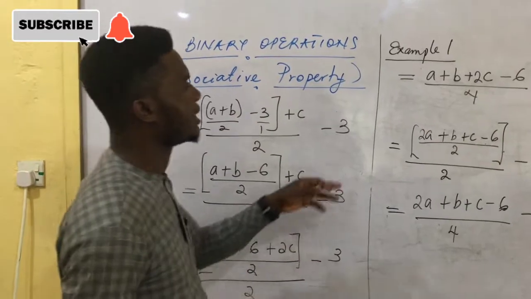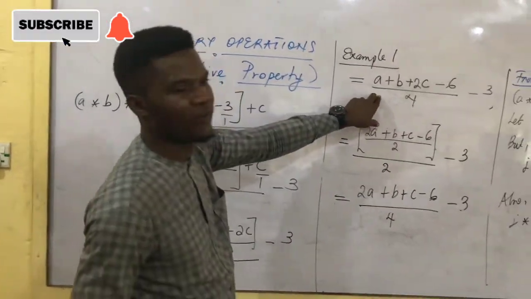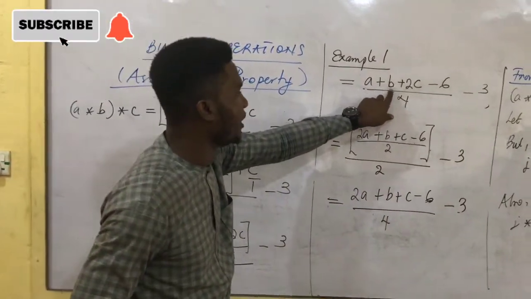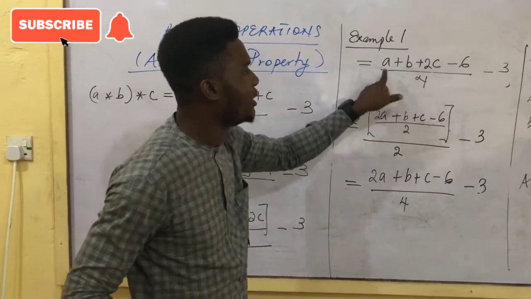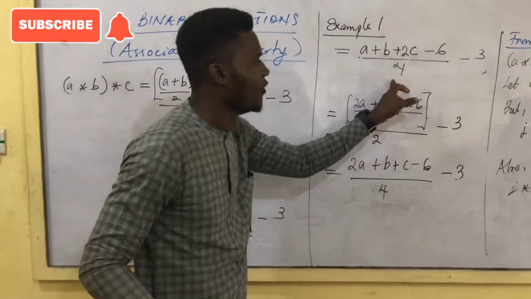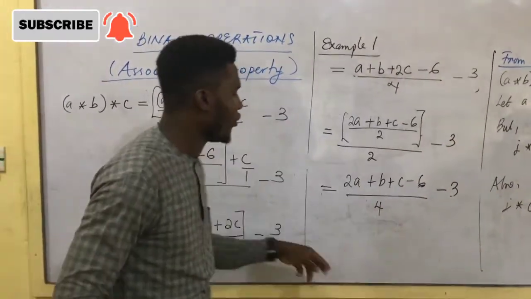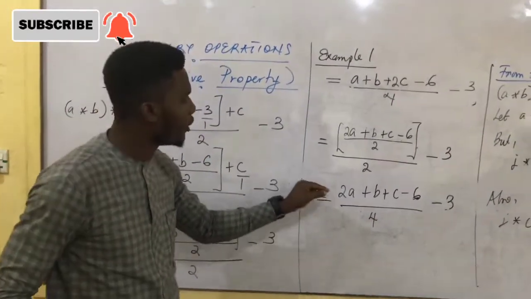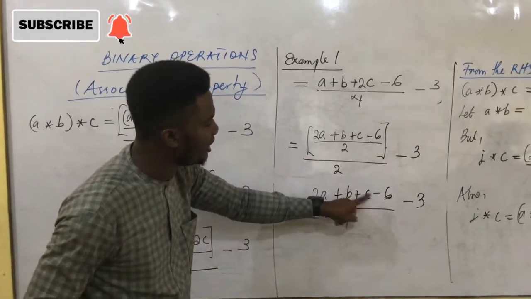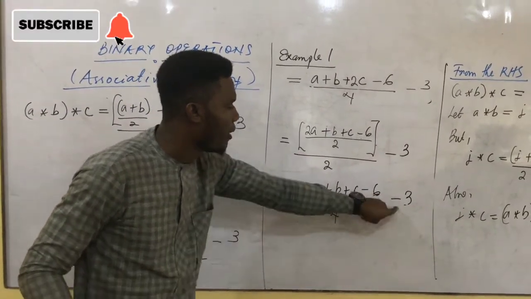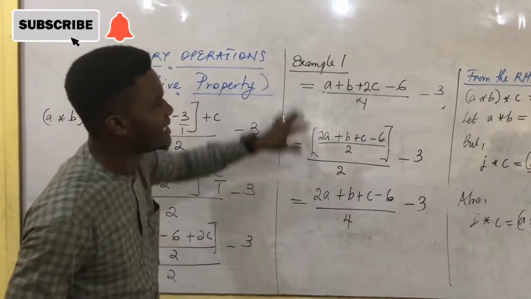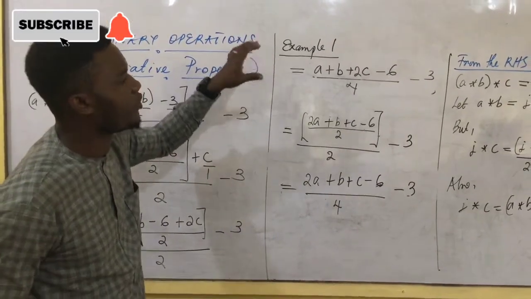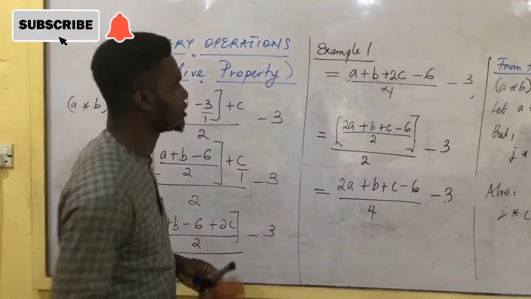You will notice that for the right hand side, I have obtained (A plus B plus 2C minus 6 minus 3) all over 4. That is (A plus B plus 2C minus 6) all over 4 minus 3. For the left hand side, what did we obtain? We obtained (2A plus B plus C minus 6) all over 4 minus 3. This result we obtained for the left hand side is clearly different from the result we obtained for the right hand side. And what does that mean?